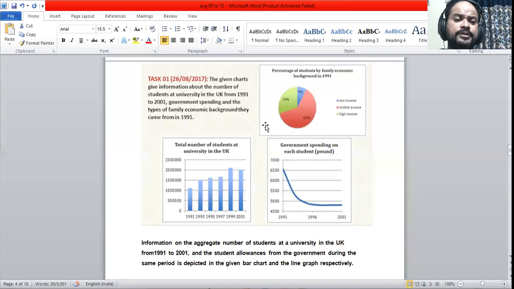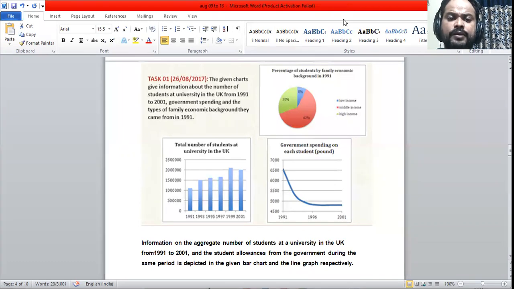The given charts give information on the number of students at a university in the UK from 1991 to 2001, government spending, and the types of families' economic background they came from in 1991. So you have a time frame. Two time frames are similar here.